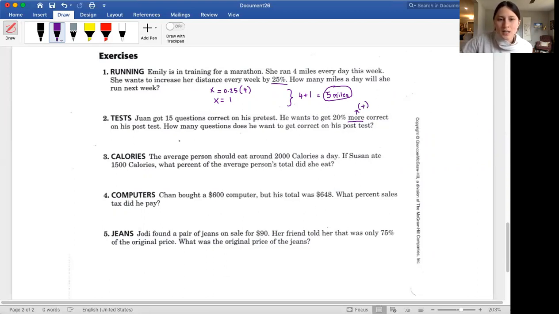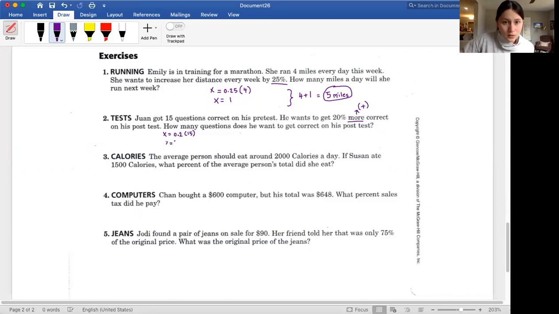So this is the same idea here. We're looking at 20% of what he got on his pretest, and we're going to add that to what he got correct on his pretest. So 20% is 0.2 times 15. You can just plug that in, 0.2 times 15, and that's 3.